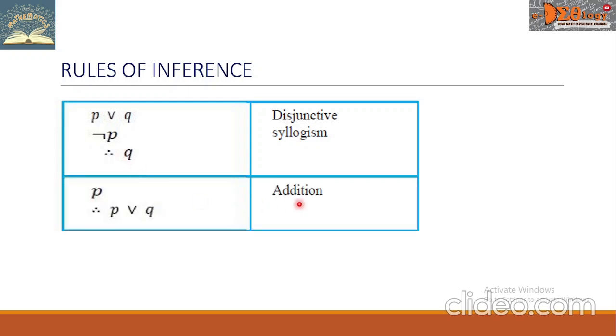Next is addition rule. We have one premise followed by conclusion. The premise here is P. Conclusion, P or Q.